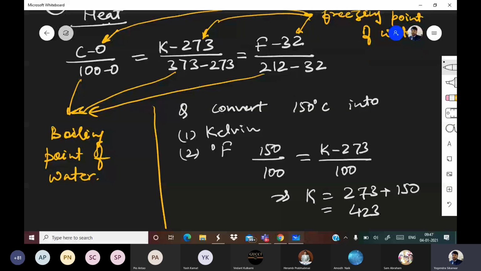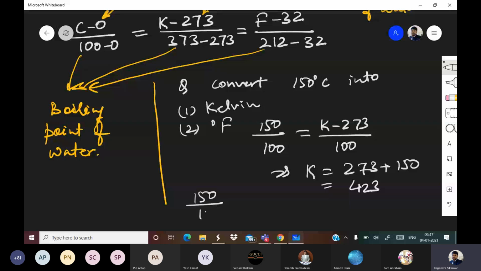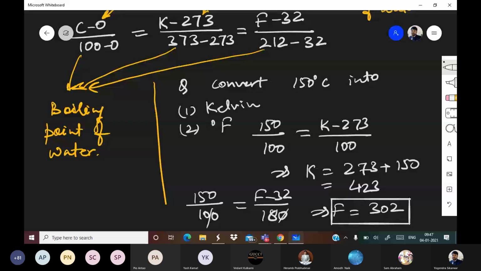Let us now talk about degree Fahrenheit. So C, basically 150 upon 100, is equal to (F minus 32) upon 180. When you simplify this, you are going to get 302. I hope you all can do the calculation. All of you, please give quick answers.